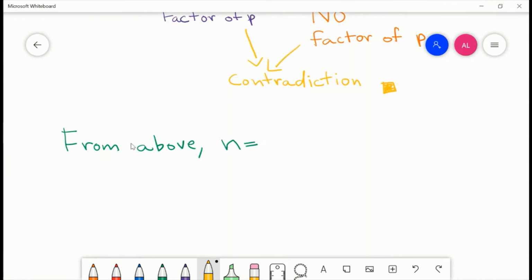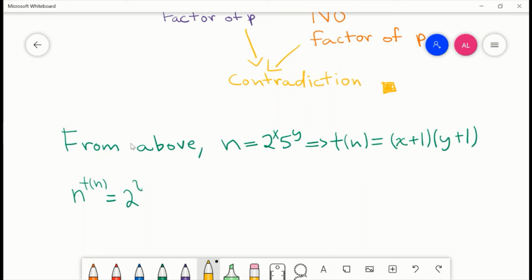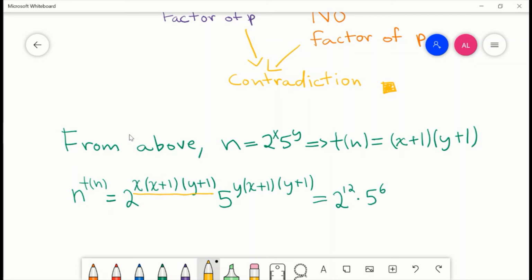From the above claim, we know that n is equal to 2 to the x times 5 to the y, which means that t of n is (x plus 1) times (y plus 1). This means that n to the t of n is equal to 2 to the x times (x plus 1) times (y plus 1) times 5 to the power of y times (x plus 1) times (y plus 1). And this is equal to 2 to the 12th times 5 to the 6th.